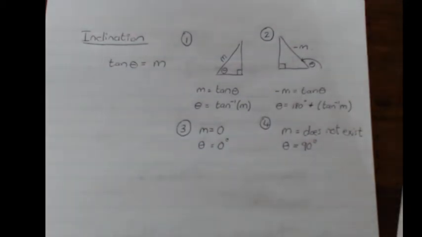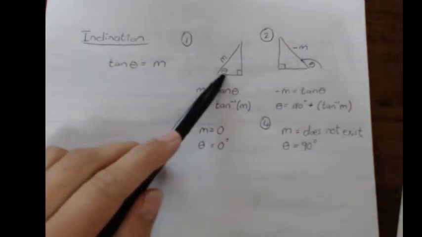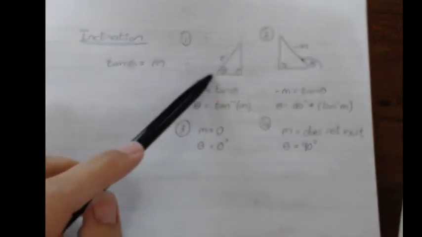Right, learners, this is the first lesson of inclination. Over the next few lessons, we're going to look at different things on inclination, which is something new in grade 11. And inclination is basically the angle that goes with a line of a certain gradient.